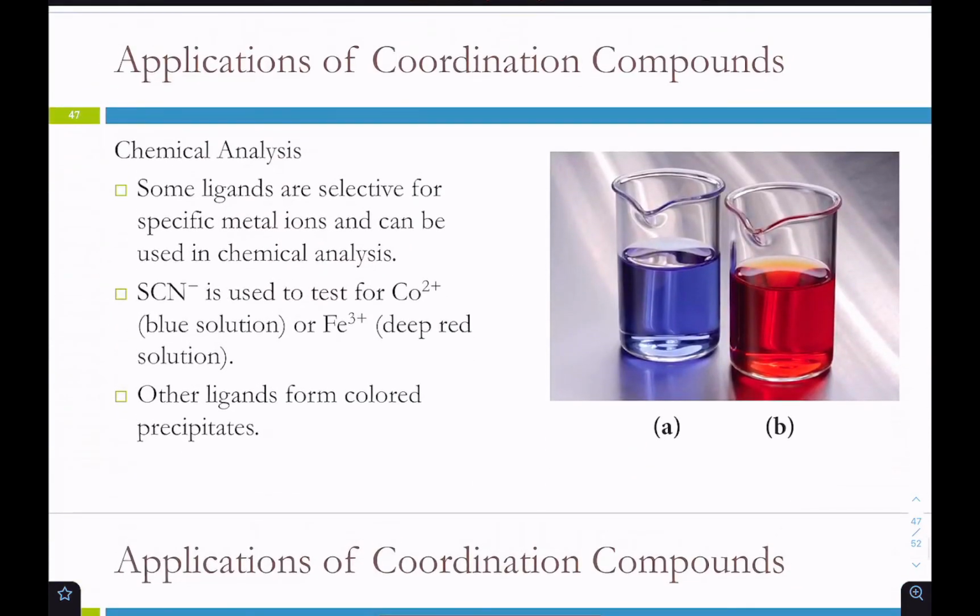Also for chemical analysis, some ligands are selective for specific metals and can be used for chemical analysis. Thiocyanate is used to test for cobalt, which makes a blue solution, and iron, which makes a deep red solution. And then other ligands form colored precipitates. So you can use that to determine if you have iron 3 or cobalt 2.